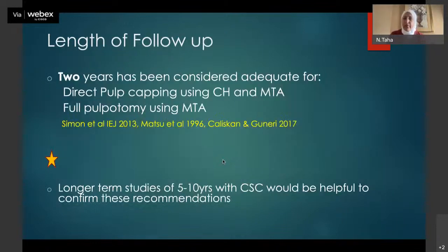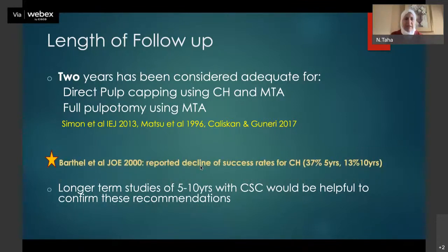What is the required length of follow-up for vital pulp therapy? It has been accepted that 2 years is enough for calcium hydroxide and MTA using direct pulp capping and full pulpotomy, according to Simon, Matsuo, and Kaliskan. However, long-term studies of 5 to 10 years are required to prove the longevity of these materials, because we don't want to get what Barthel et al. got with his calcium hydroxide pulp capping studies, when success of 30% at 5 years dropped down to 13%.